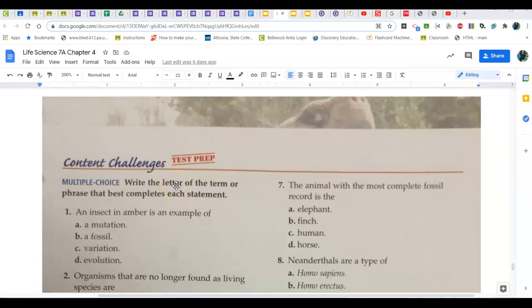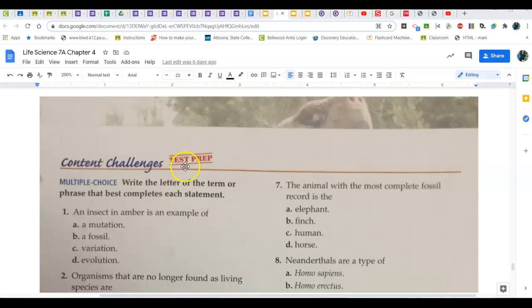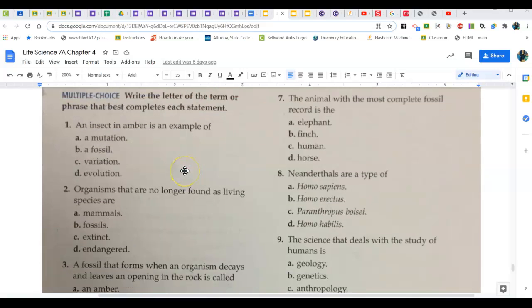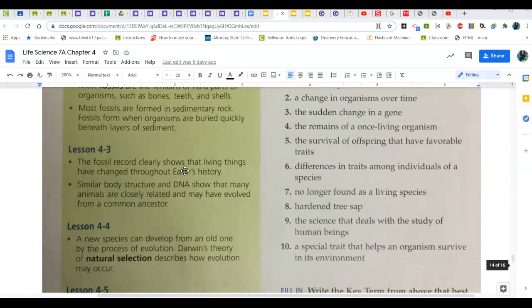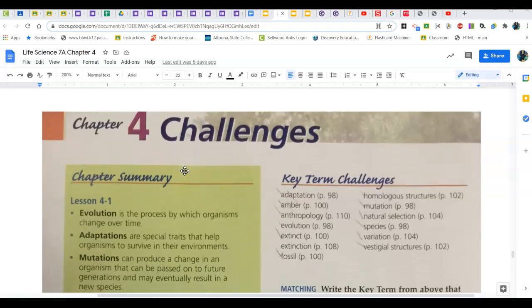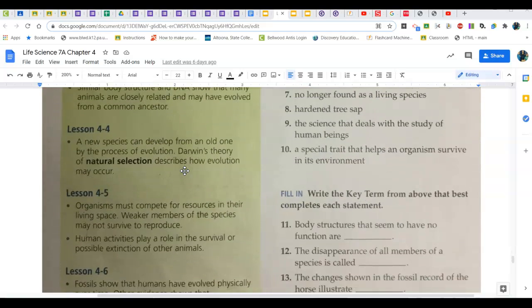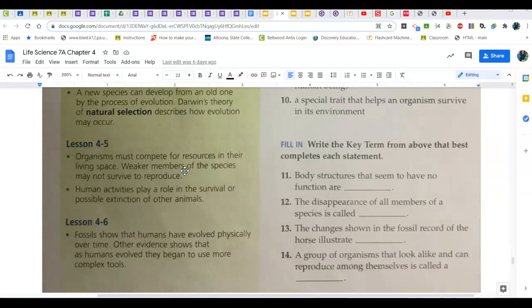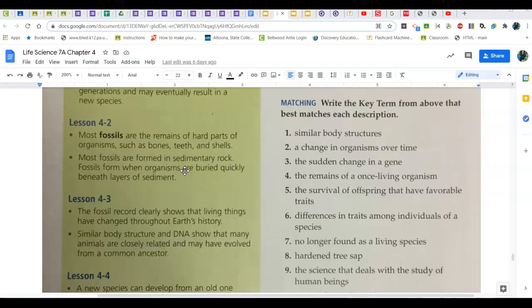Just wanted to make sure you guys had the answers for this chapter challenge. So we were starting here. This was page 114. You have to write the key term that matches the description. Similar body structures. Well, similar and homologous mean the same thing, so that one should be homologous structures.